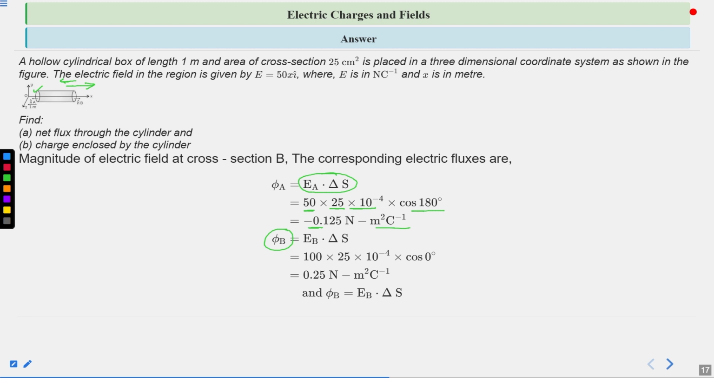Now flux through B face. EB delta S is 100 into 25 into 10 raised to the power minus 4 cos 0 degree. Why cos 0 degree? Because the direction of electric field and area vector both are parallel, so theta should be 0 degree, and cos 0 is 1. So the answer is 0.25 Newton meter square per Coulomb. So flux through B face is this one.